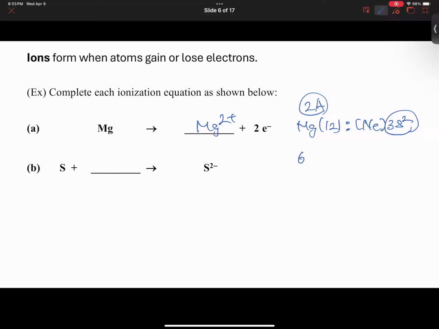Sulfur belongs to group 6A. It is very close to the octet. If it gains 2 more electrons, then it has 8 valence electrons. So sulfur is gaining 2 electrons, becoming a 2 negative anion.